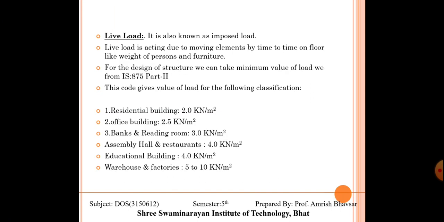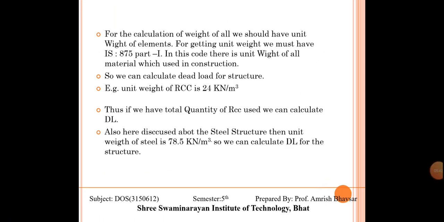Like, the unit weight of RCC is 24 kilonewton per meter cube, meaning a 1 meter by 1 meter by 1 meter concrete cube has a weight of 24 kilonewton, which is around 2400 kg, meaning 2.5 ton per meter cube. This is the unit load of the RCC, and we have the quantity of our element; multiplication of that gives us the load.